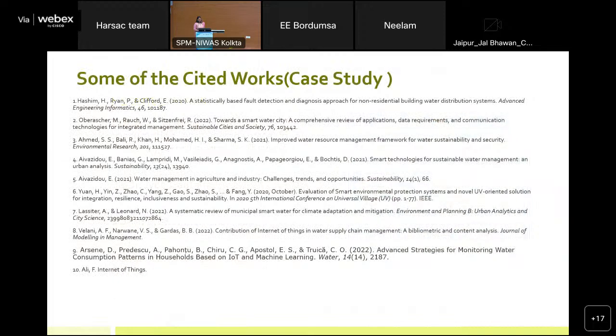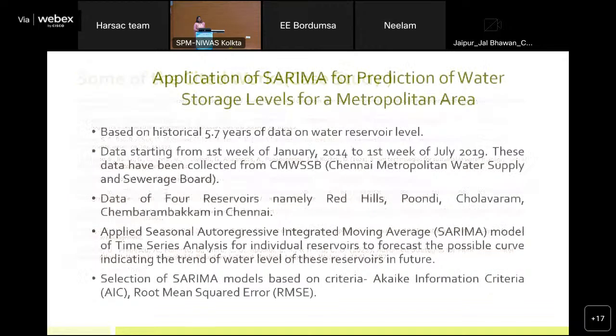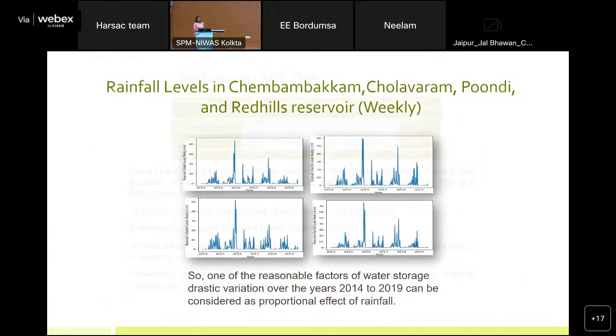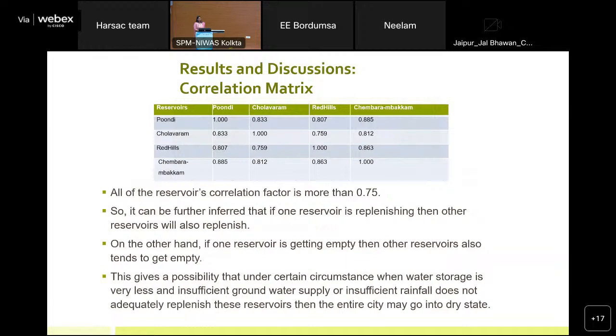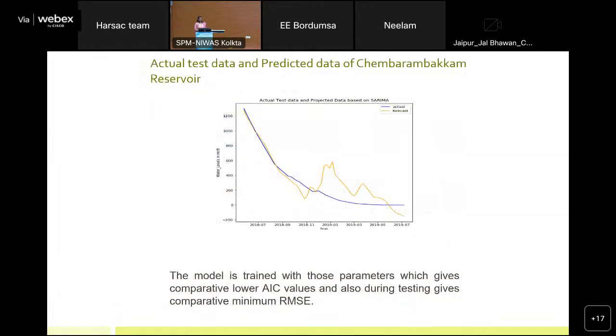And these are some of the works that have cited our work. This is another SARIMA model, which was applied in 4 dams of Chennai to predict the water level and consumption. This is also published in IEEE. Rather than going into details, if anyone is interested, we would like to share our research work.